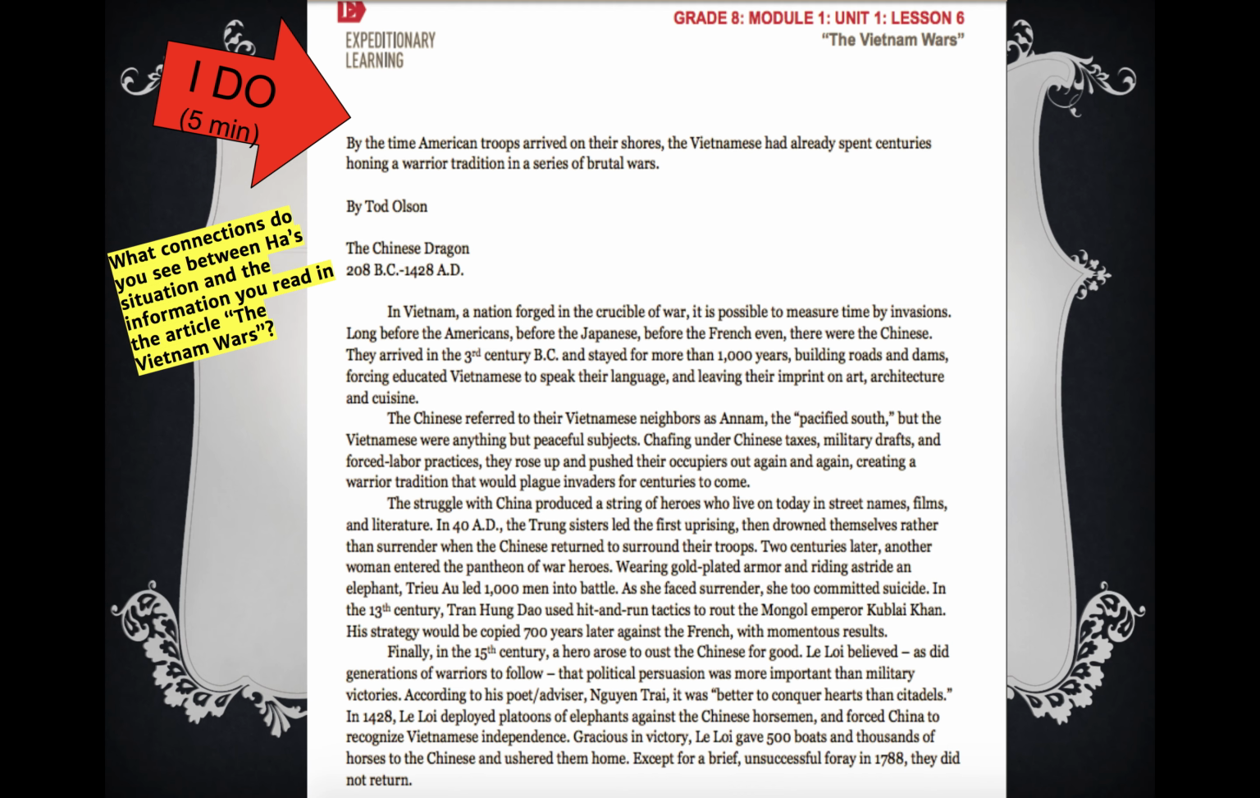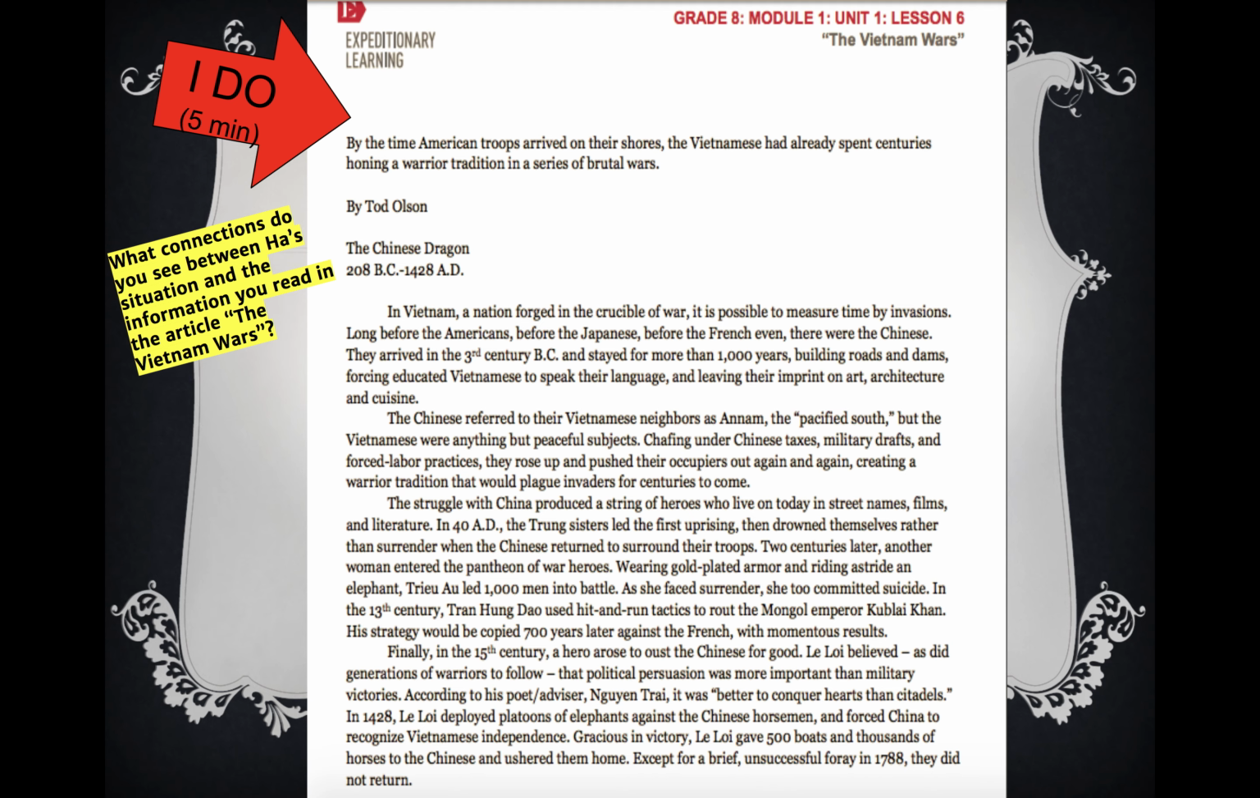For the model in the Vietnam Wars, according to Expeditionary Learning and EngageNY, the teacher would model the first section, which is titled The Chinese Dragon. The teacher would, of course, start with the top to make sure that you don't skim across that: the author's name, the title, The Chinese Dragon, how the teacher may feel about it, and look at the timeline, noticing that it's starting BC to AD.